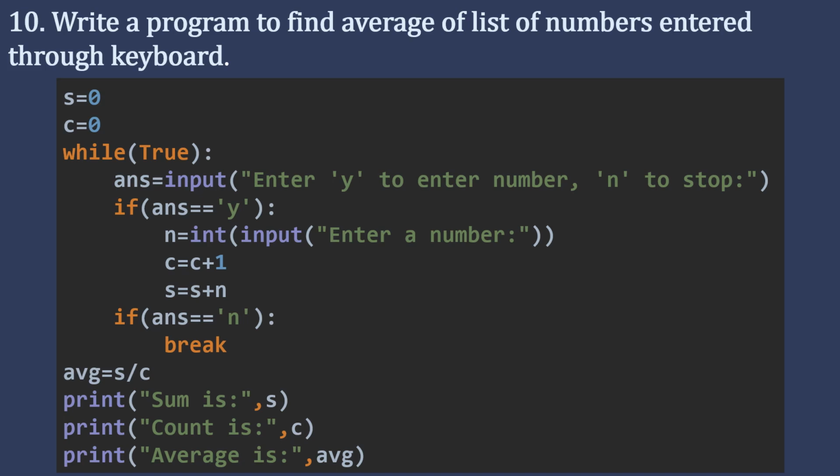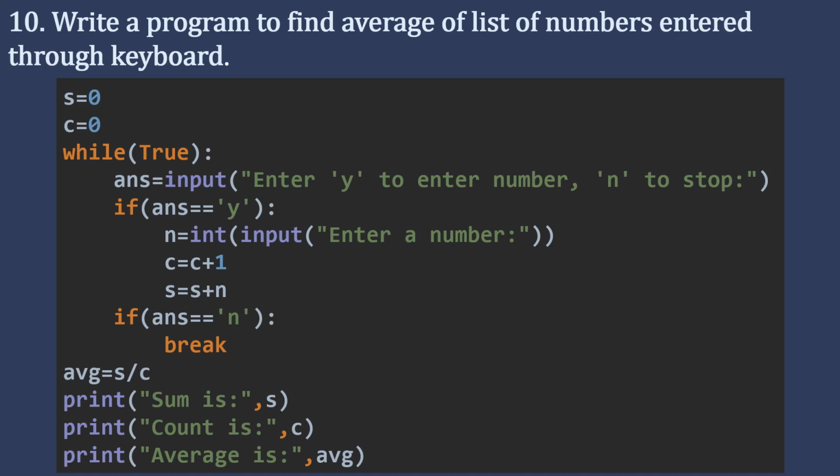Now c will be increased by 1. That means it will store the count, how many numbers the user has entered. Once the user enters one number, the count value will be incremented by 1. And s is a variable which will add the number and store it in s.